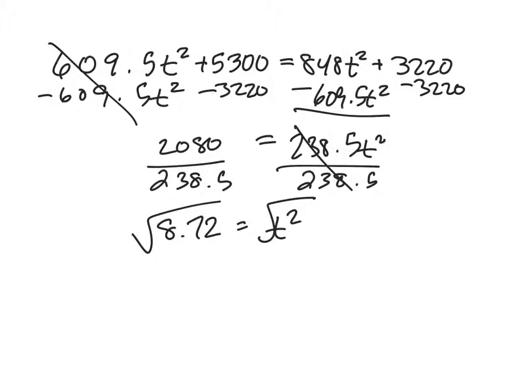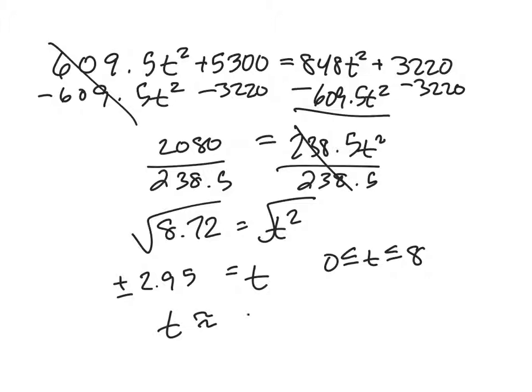Square root to both sides. I get t equals 2.95. It's pretty close. You actually should get positive and negative, but if you look at the beginning of the problem, your time has to be in between 0 and 8, and the negative doesn't work. So we can say time is approximately positive 2.95 years.